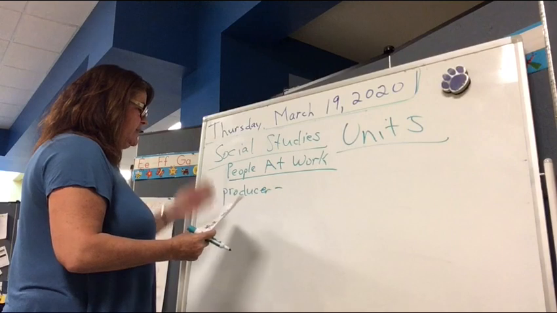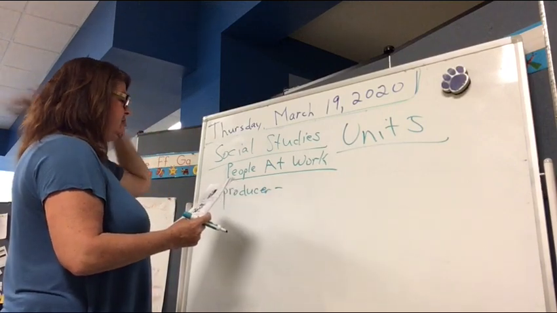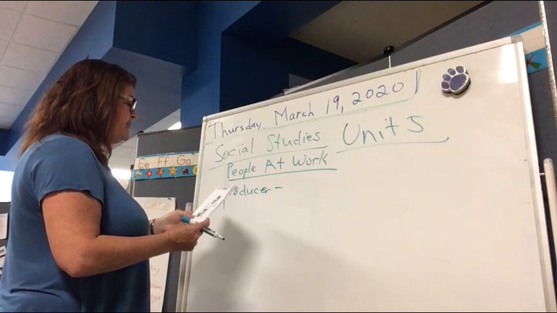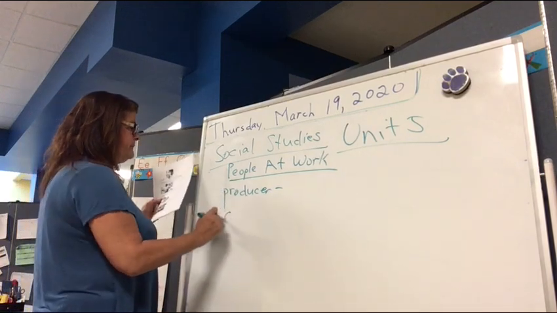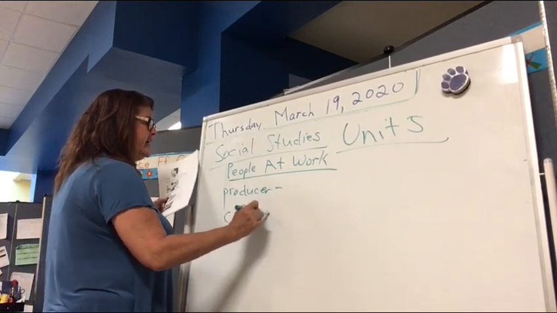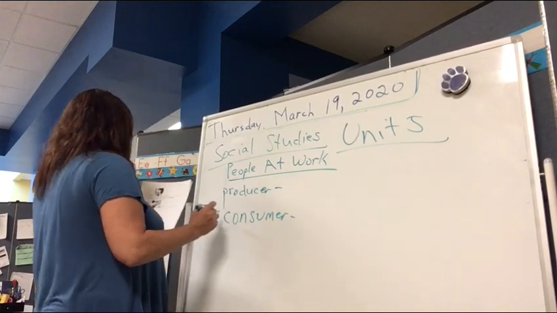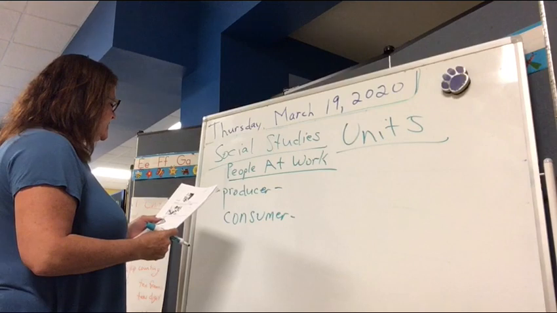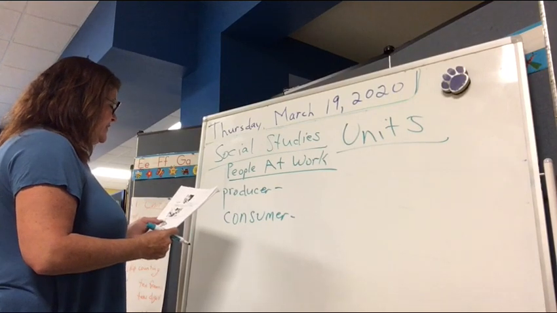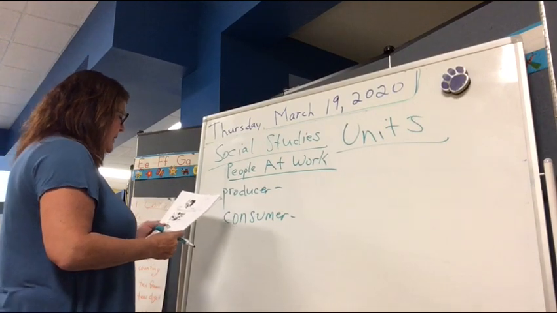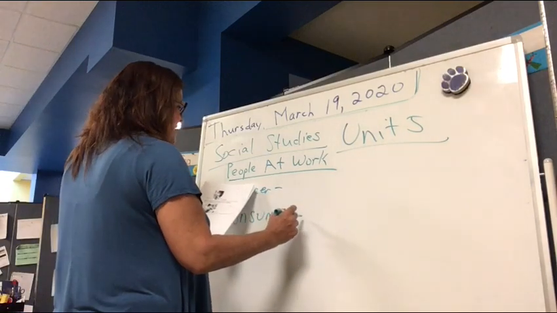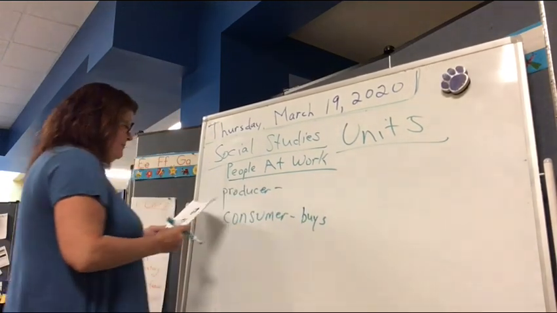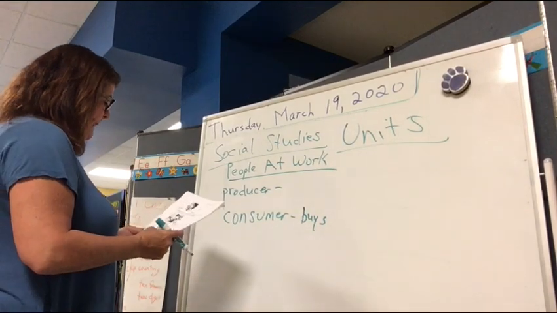A producer is someone who provides a service or makes goods. She is providing a service by answering questions people have, so she is a producer. Then we have a consumer. So a producer is producing. They provide goods and services. They provide them to the consumer. A consumer is someone who buys goods or services. They're buying goods and services.